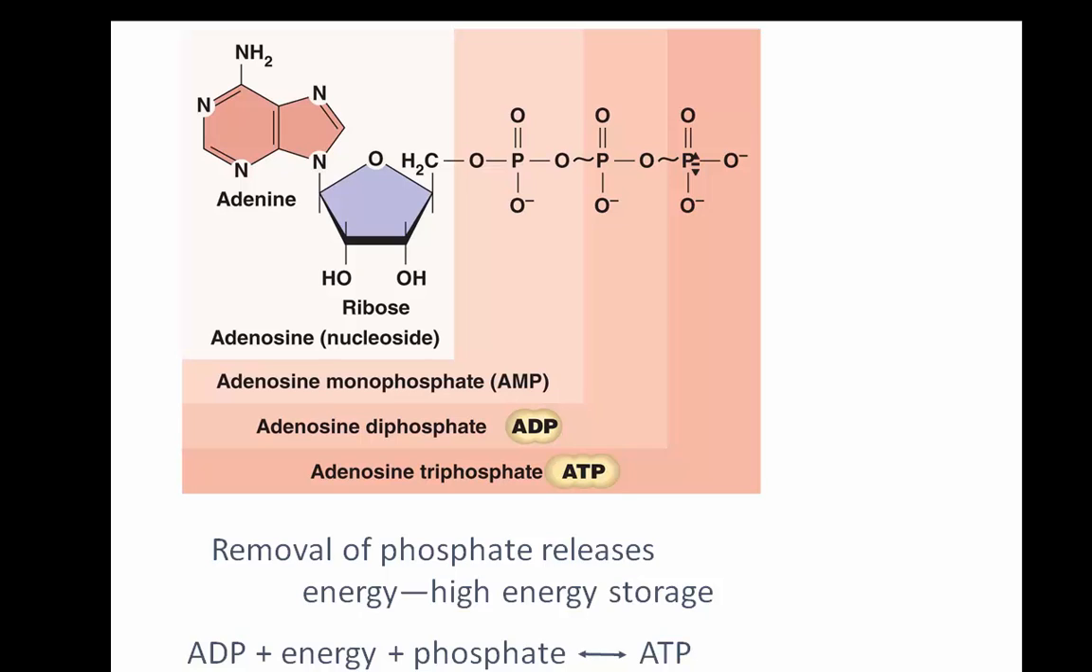ADP plus energy plus phosphate gives you ATP, and ATP breaks down to a phosphate and that energy and ADP. And usually this is the flow. However, ADP can also be broken down to AMP, releasing some more energy from that bond.